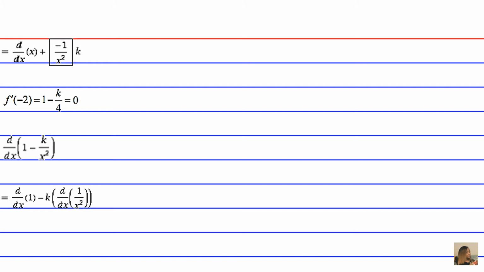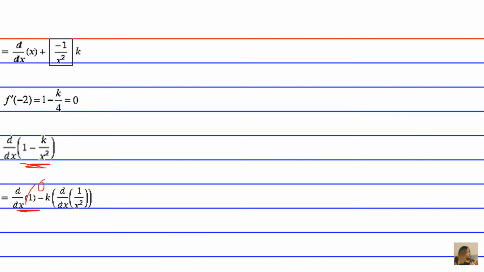We know this is our first derivative. If we take the derivative of the first derivative, that's going to give us the second derivative. Now we can perform the second derivative test to determine whether or not we have a local maximum. So we're going to take the derivative of 1 minus k over x squared. The derivative with respect to x of 1 is just going to be 0 because that's a constant.